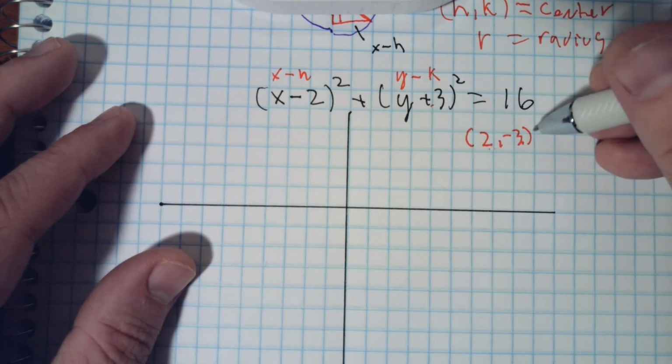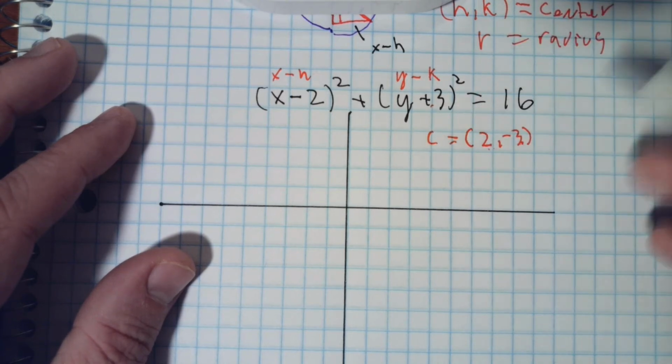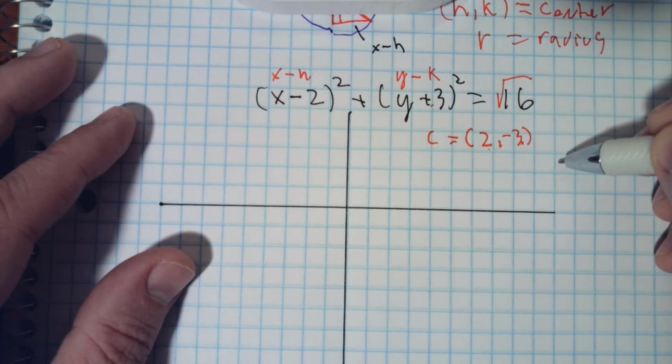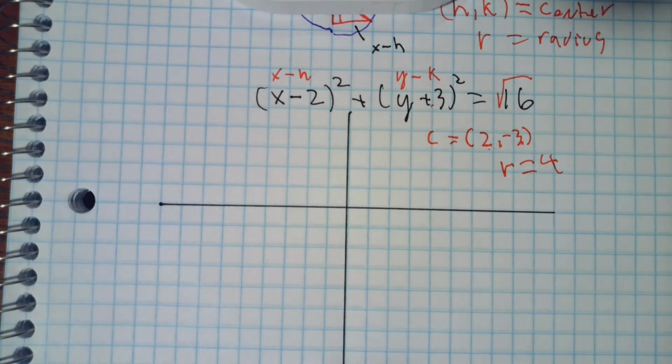And then the radius, I need to figure out the radius. So that's the center. And the radius, well, I just put a little square root here to figure out what the radius is. And so the radius is going to equal 4. All right, so let's see how to graph it.